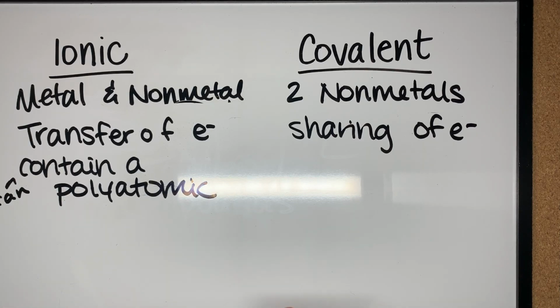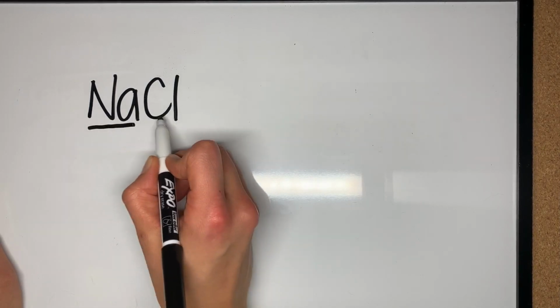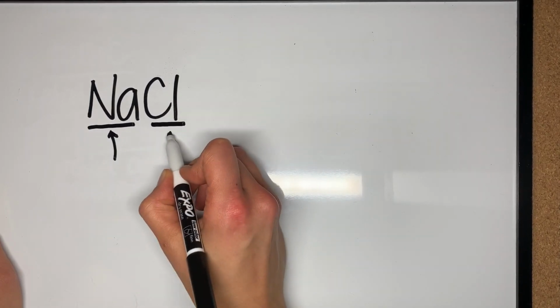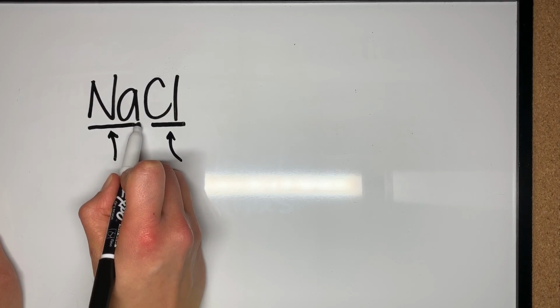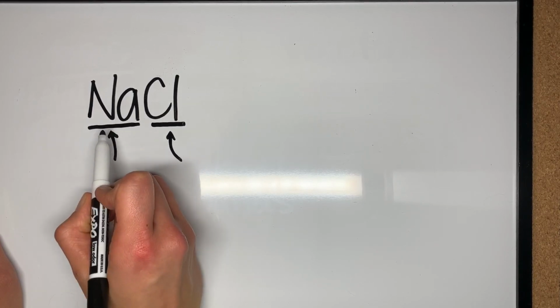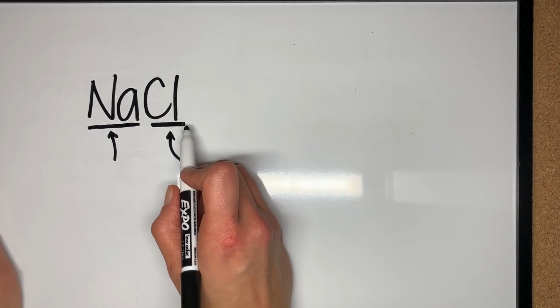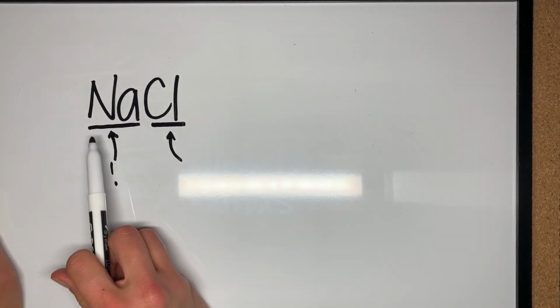Now let's get into differentiating between the two when it comes to names and formulas. If we look at this compound given to us, NaCl, we can divide it into its two parts. We are going to have the first element and the second. The first element is either going to be a metal or a nonmetal. The second element is always going to be a nonmetal. So we're really just looking at this first element.